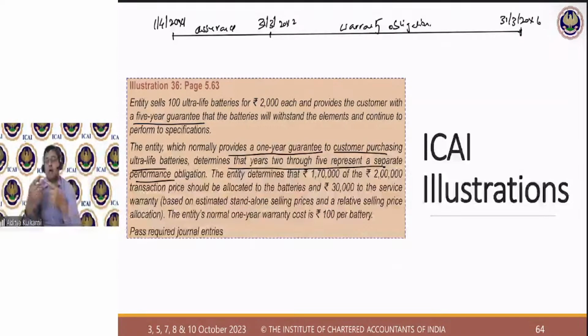It will be included in the product for which you will accrue the provision for warranty expenses. You will accrue the provision for warranty expenses. Is it clear? Yes. All right.